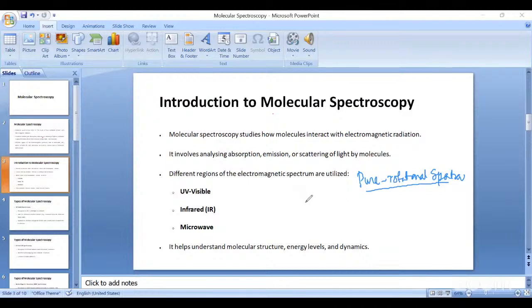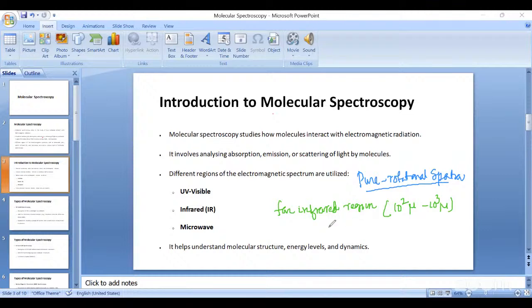The region where it is going to be observed is what we call the far infrared region. Generally, the far infrared region has a range of 10 to the power of 2 micrometers to 10 to the power of 3 micrometers.